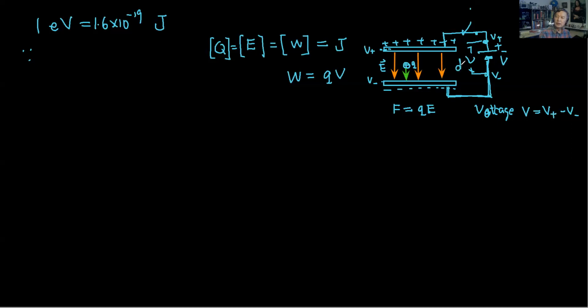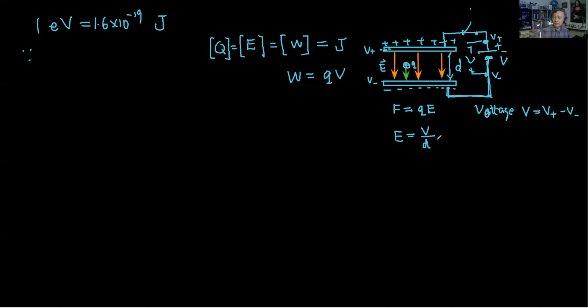If you call the distance between the two plates d, then there's a formula that E can be written as this. If you check your formula sheet, E is equal to the voltage divided by d. So I have written down here V divided by d. Can you check your formula sheet? Can you see these two formulas?